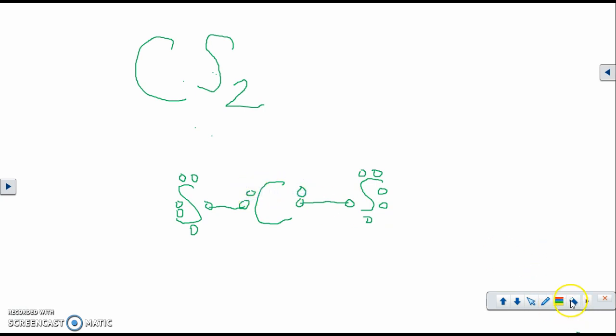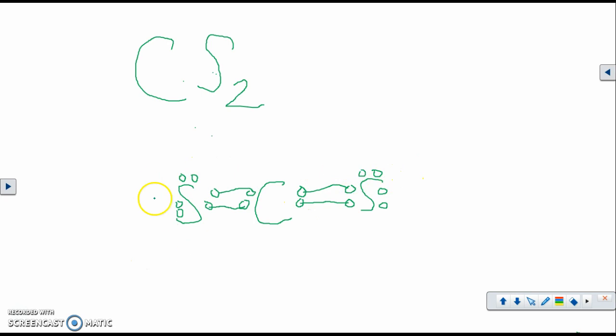And we are actually also going to move 1 electron each from each of those sulfurs. We're going to put them in the middle, and guess what we're going to do, folks? We are going to bond them into double bonds. And you are going to keep doing this until you get the octet rule.